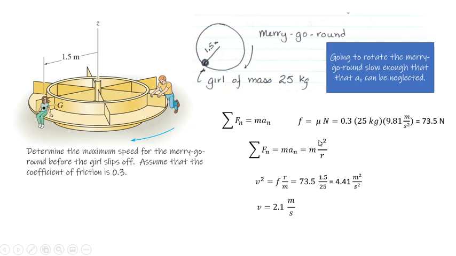So we can go ahead and put this in terms of our v squared over r. We're going to rearrange to solve for v squared. We've calculated our force due to friction. We know what the radius of curvature is. We know the mass of the girl, and we find that v squared is 4.41 meters squared per second squared. Take the square root, and we end up with 2.1 meters per second. So it's very similar to what we've seen in the past, and we're just dealing with that circular motion piece.